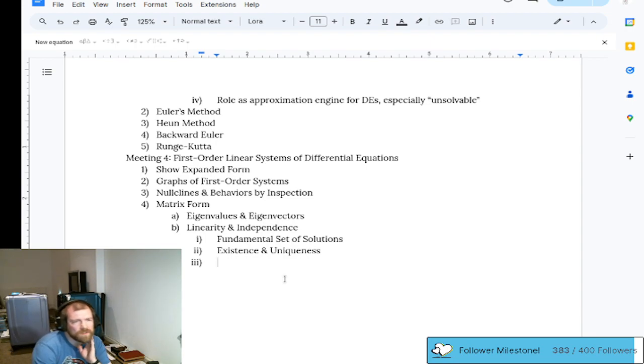Okay, so we work with the matrix form, eigenvalues and eigenvectors, and linear behaviors by inspection. Okay, so when we start looking into first-order linear systems, we get the expanded form, which is just literally, again, a system of equations. Yes, they're differential equations, and yes, they typically depend on each other.